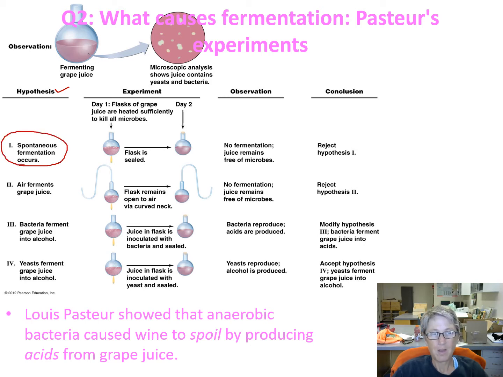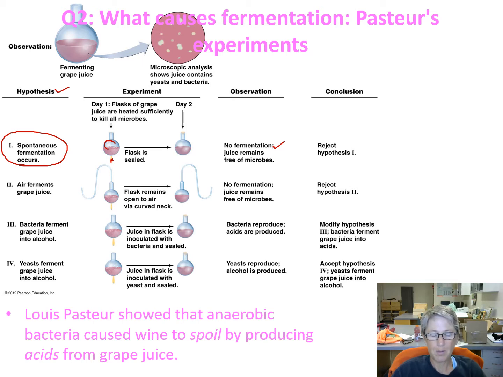spontaneous fermentation occurs. So the experiment that he did, so this is day one. The flasks of grape juice are heated sufficiently to kill all microbes. So here's a little flame here. The flask is heated, and then it's sealed, and then on day two they seal it. The observation they make, there's no fermentation. So that disproves spontaneous fermentation. So remember, spontaneous just means it arises out of nowhere.